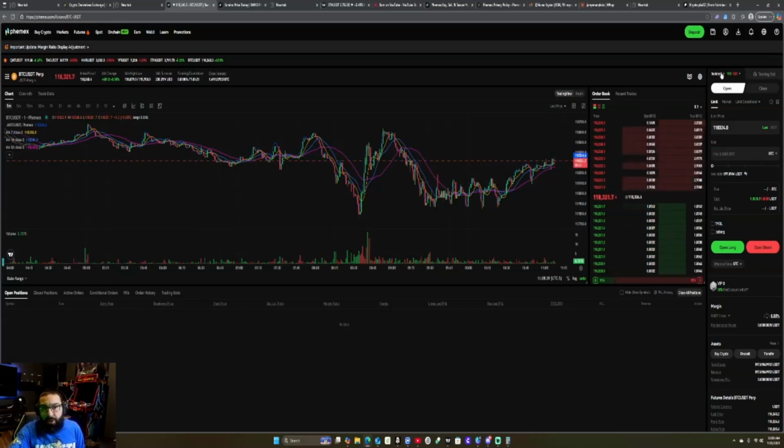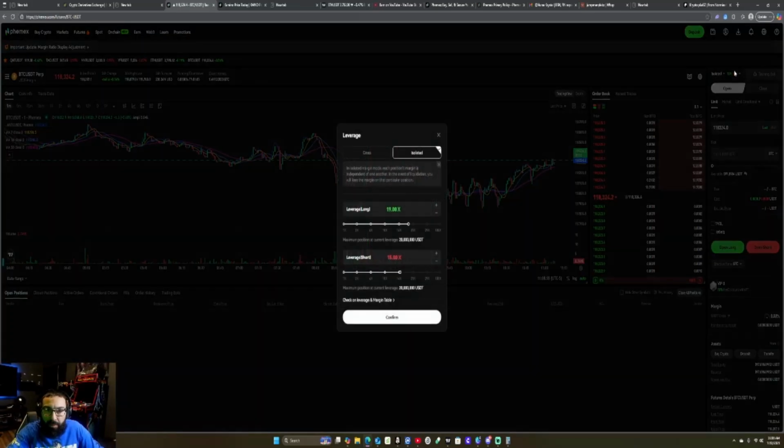Okay, so right up here we have isolated and cross. Always use isolated. When you use cross, you're basically pulling from other trades that you're in, or you're pulling from your side money, so I don't recommend you guys using that. Use isolated. And then up here you have your margin levels. You have going long and going short.